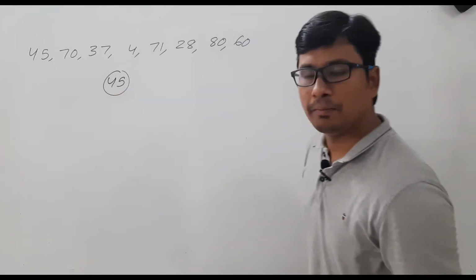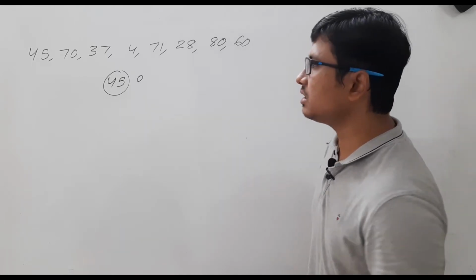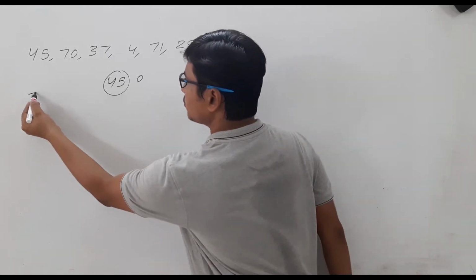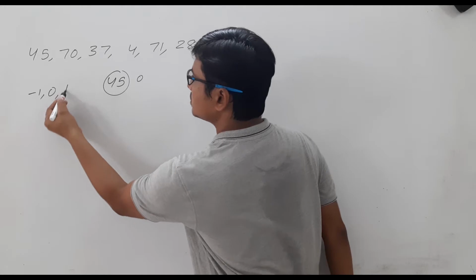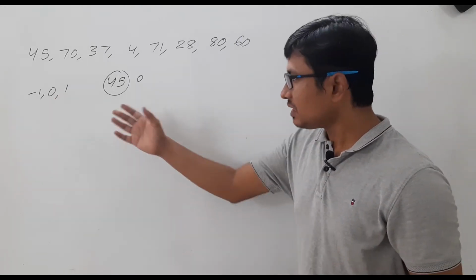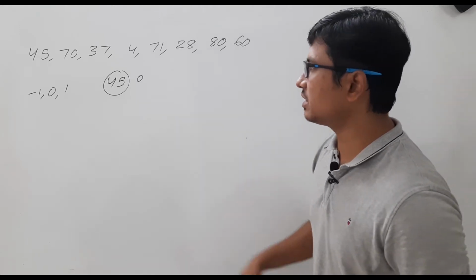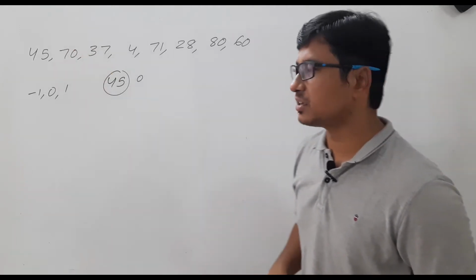Now the balancing factor of this one is 0. So in the AVL tree, the balancing factor should be in the range of -1, 0 or 1. If it is so, I can say that it is an AVL tree, otherwise I will say that it is not an AVL tree.